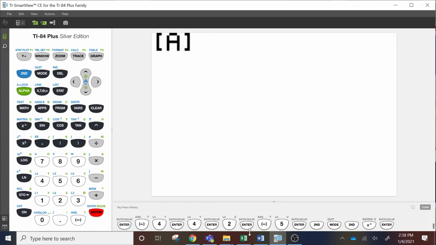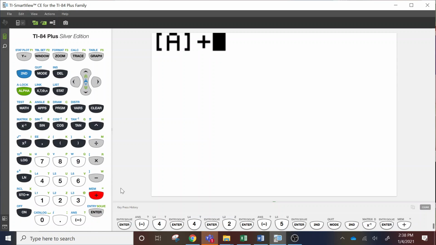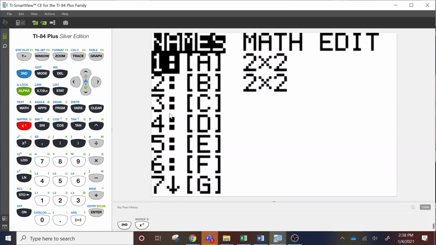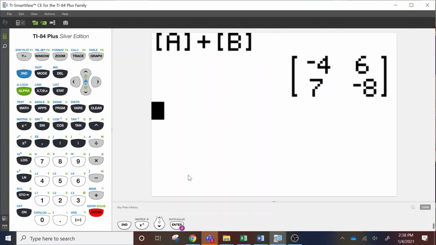So the problem says do matrix A plus matrix B. So we're going to do this one right here. So plus second, we got to find matrix B again. Go into matrices. Now we have to go down to number 2. Highlight that one. Hit enter. Matrix A plus B. Hit enter again, and that will be your answer.